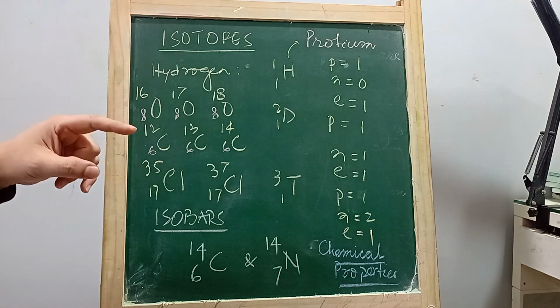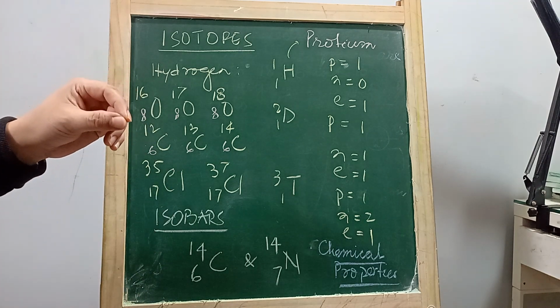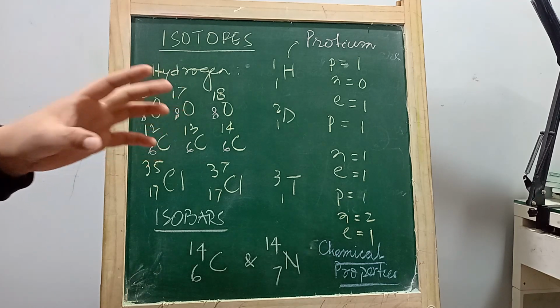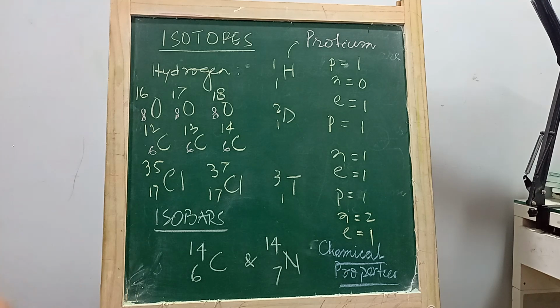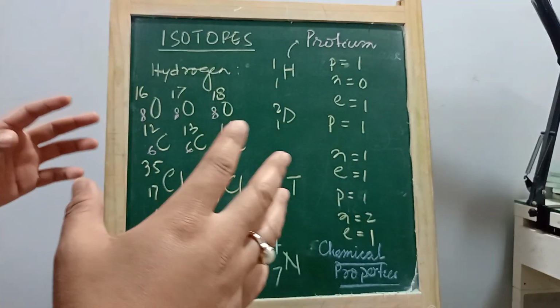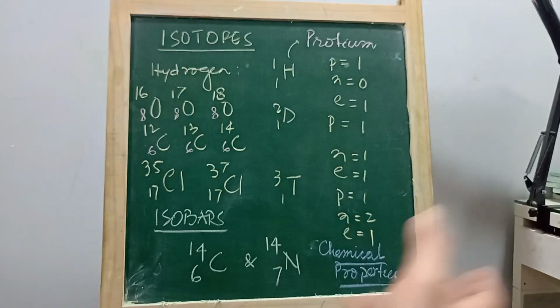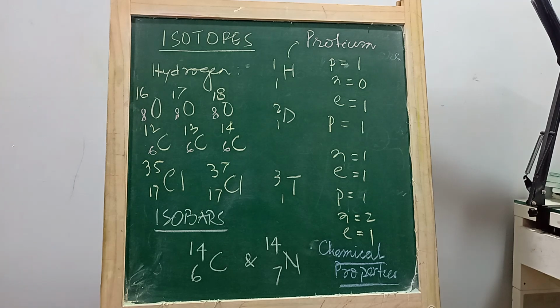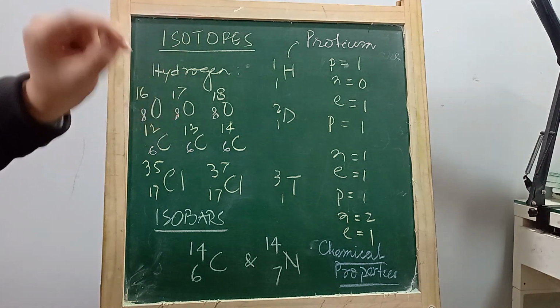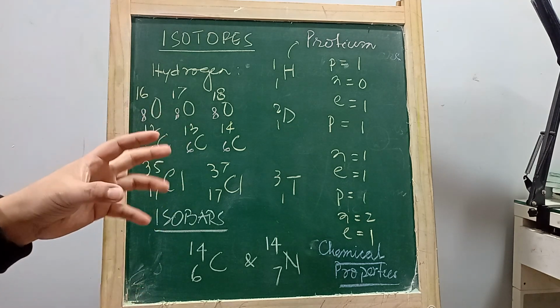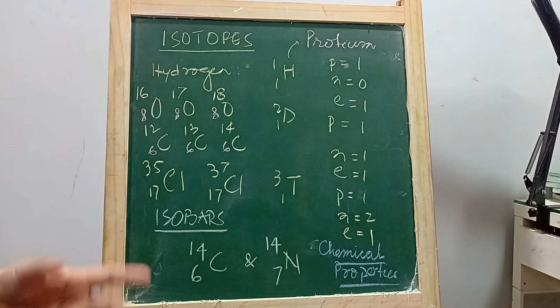We find that elements like... contradicting what Dalton's atomic theory says, which says that atoms of the same element are identical in all ways, but differ from atoms of other elements, right? But here we find that atoms of the same element also have different properties. They have different physical properties, although their chemical properties are the same.